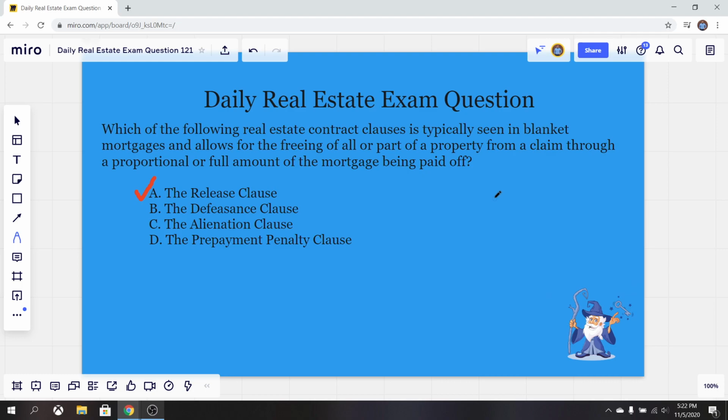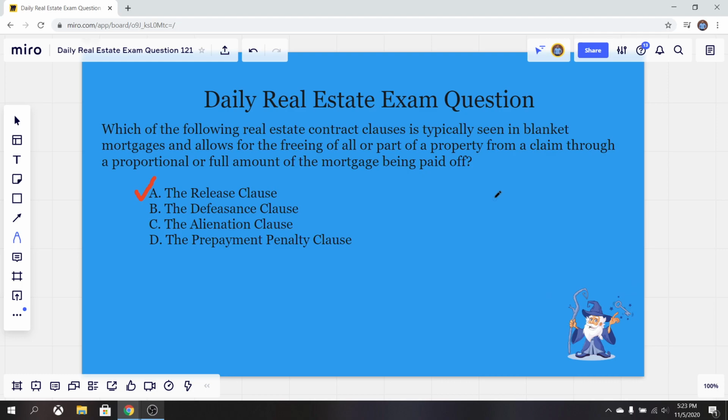So what it does is, let's say you paid off maybe like 1/5 of that mortgage that you had 8 properties for, and maybe you paid off enough to pay off one of those particular properties. Well, with the release clause, that particular property would then be released from the mortgage and you would own it because you paid off enough of it. I hope that makes sense.